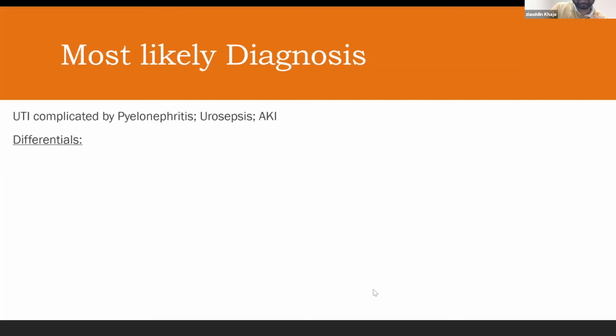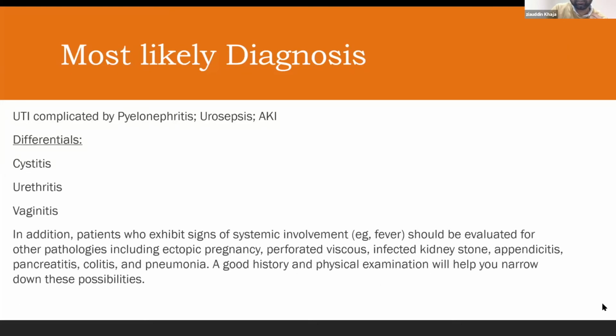Right. So talking about differentials, what could be some of our differentials? Cystitis, urethritis, vaginitis, right? So there could be multiple. I've just written a few here. So in addition, patients who exhibit signs of systemic involvement, for example fever, should ibuprofen be stopped? I would say we can ask her, because NSAIDs have a potential of causing or worsening renal function.